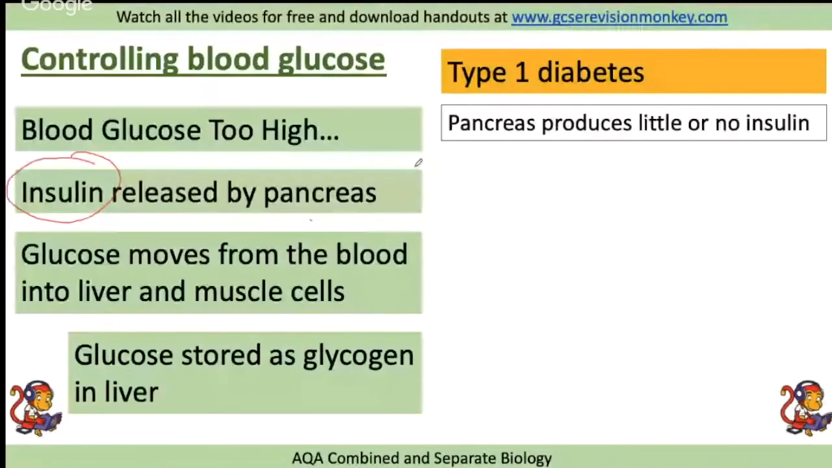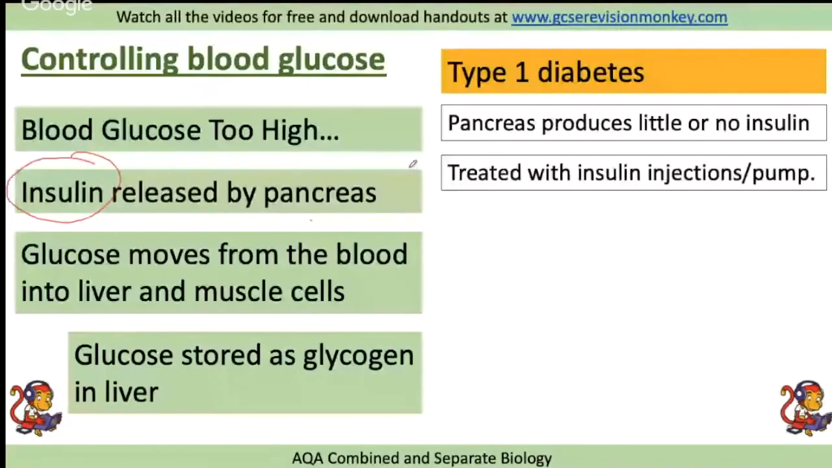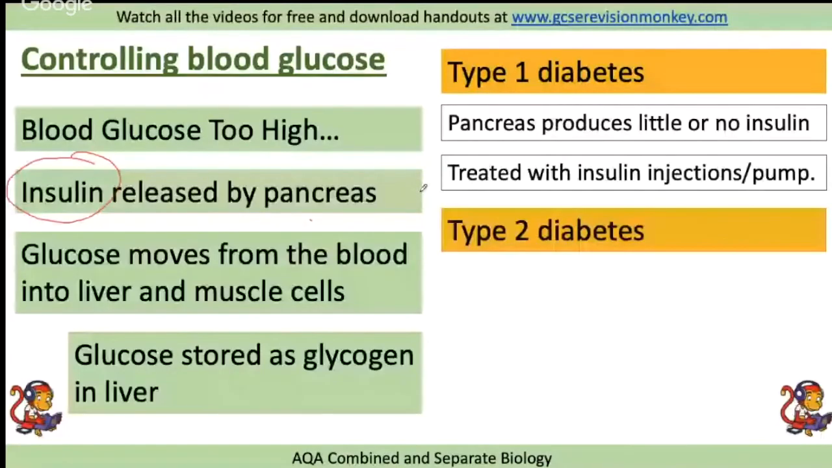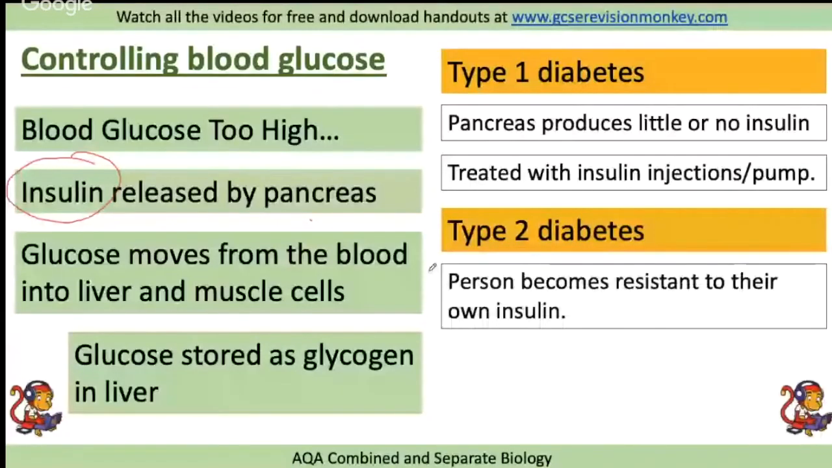And you may well know that the treatment for that is with insulin injections or an insulin pump. So they can't produce it, so they need to inject that into their bodies to stop their blood glucose levels getting dangerously high. Type 2 diabetes then. If a person becomes resistant to their own insulin, that is when they are developing type 2 diabetes.